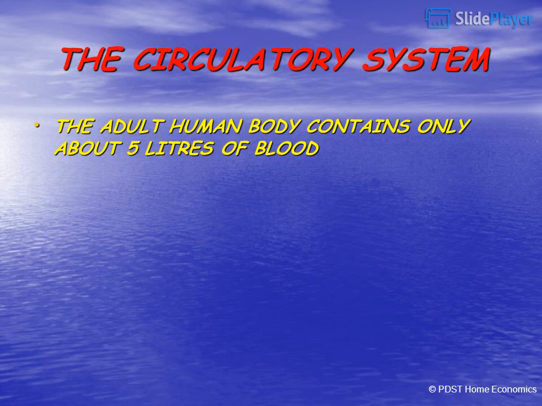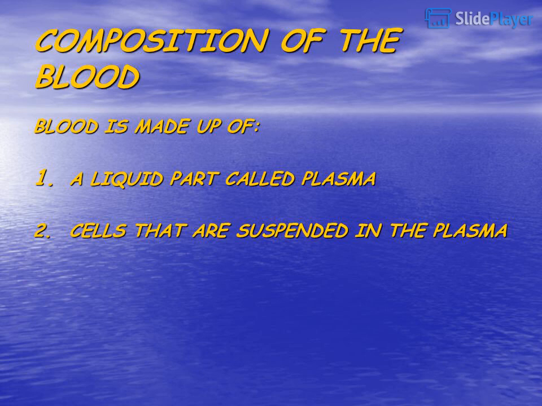The circulatory system. The adult human body contains only about 5 liters of blood. Composition of the blood.